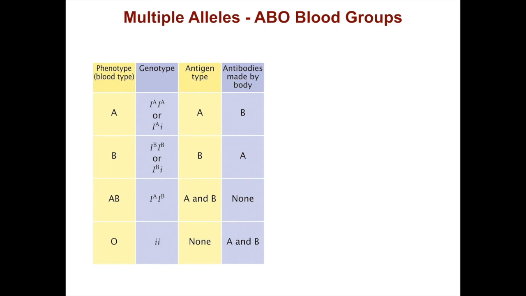If you are A, you express antigen type A, and the antibodies made by your body are against group B. If you express the B blood type, you make the B antigen, and the antibodies made by the body are against A. If you are of the AB blood type group, then you express both antigens A and B, and the antibodies made by your body don't exist for either A or B. So you have no antibodies to A or B. If you are blood type O, you don't produce either of the A or B antigens, but you make antibodies to both A and B.